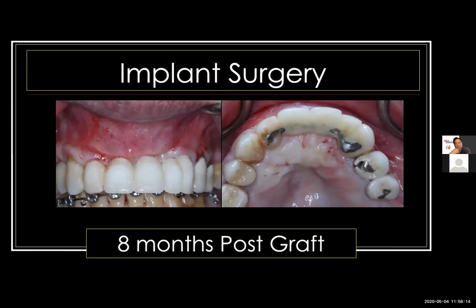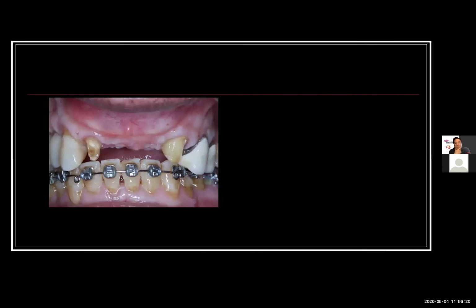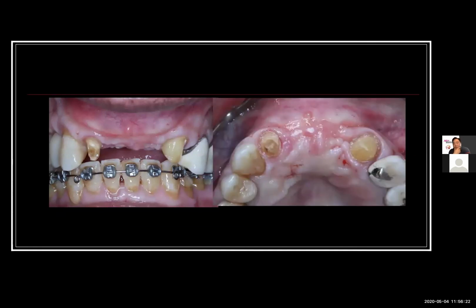This is 8 months post-op. Still everything nice and closed, nice and healed, right? This is with the provisionals off. Look at that soft tissue support there, right? Look at the keratinized tissue that we have. Look at the volume of tissue that we have.